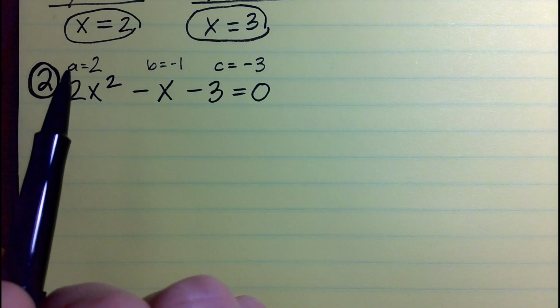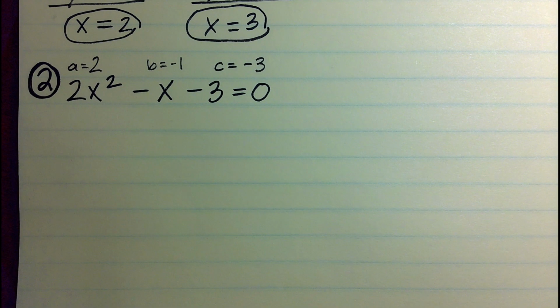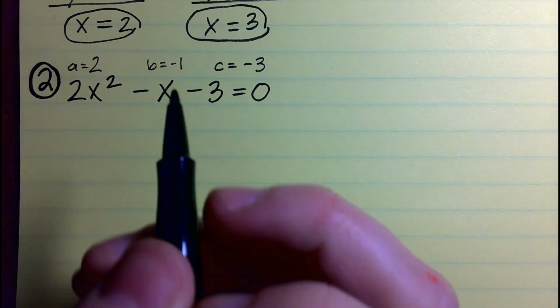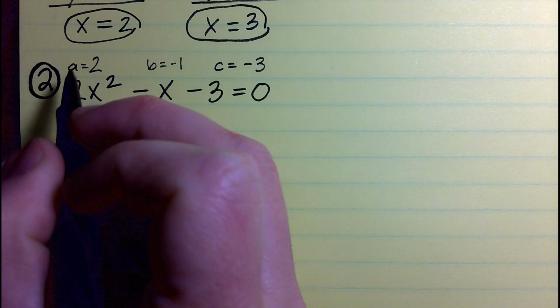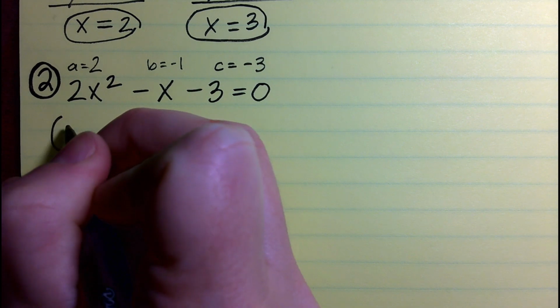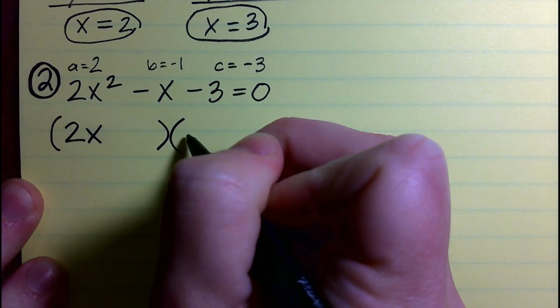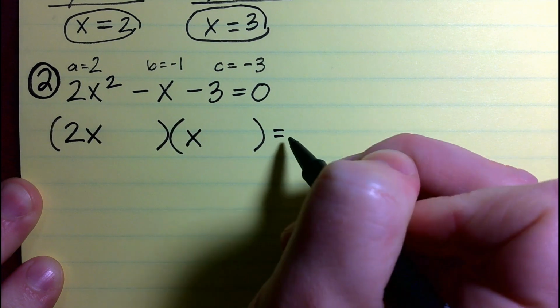If my A is greater than 1, what's the first thing that we like to check for? A greatest common factor. Does this have a greatest common factor? No, it does not. So what does that mean about A? Bring your A down. Yes, A is going to be part of our factors. So we're going to have 2x and x equals 0.